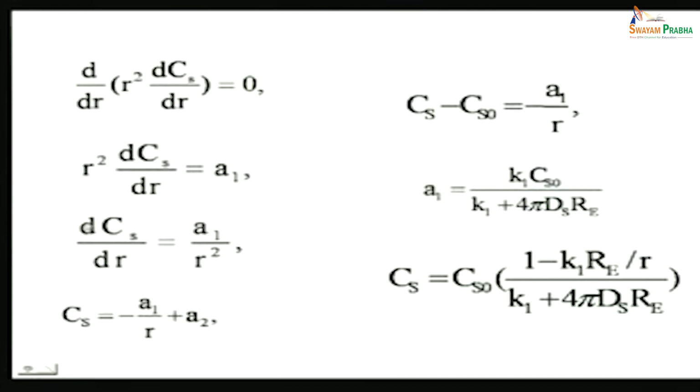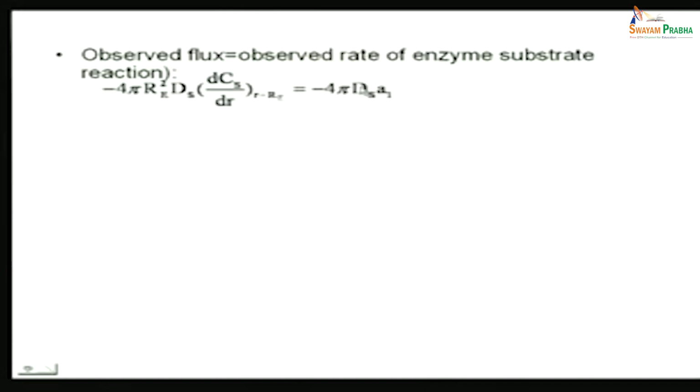So, r square times dCs dr equals A1. So, this you are trying to evaluate at r equals Re, right. So, you get Re square times dCs dr equals A1. So, 4 pi Ds is there, times simply A1. So, we have calculated what A1 is. So, you can put that back over here and this is what you get. Is it clear to everybody, that little algebra?